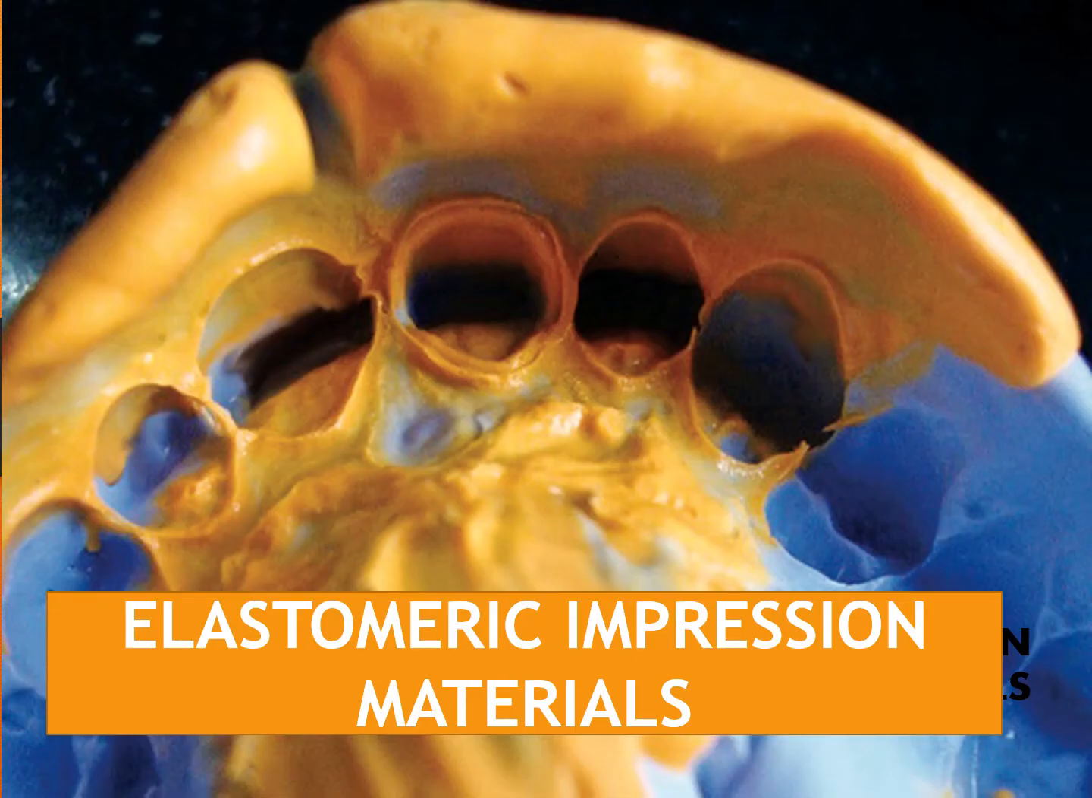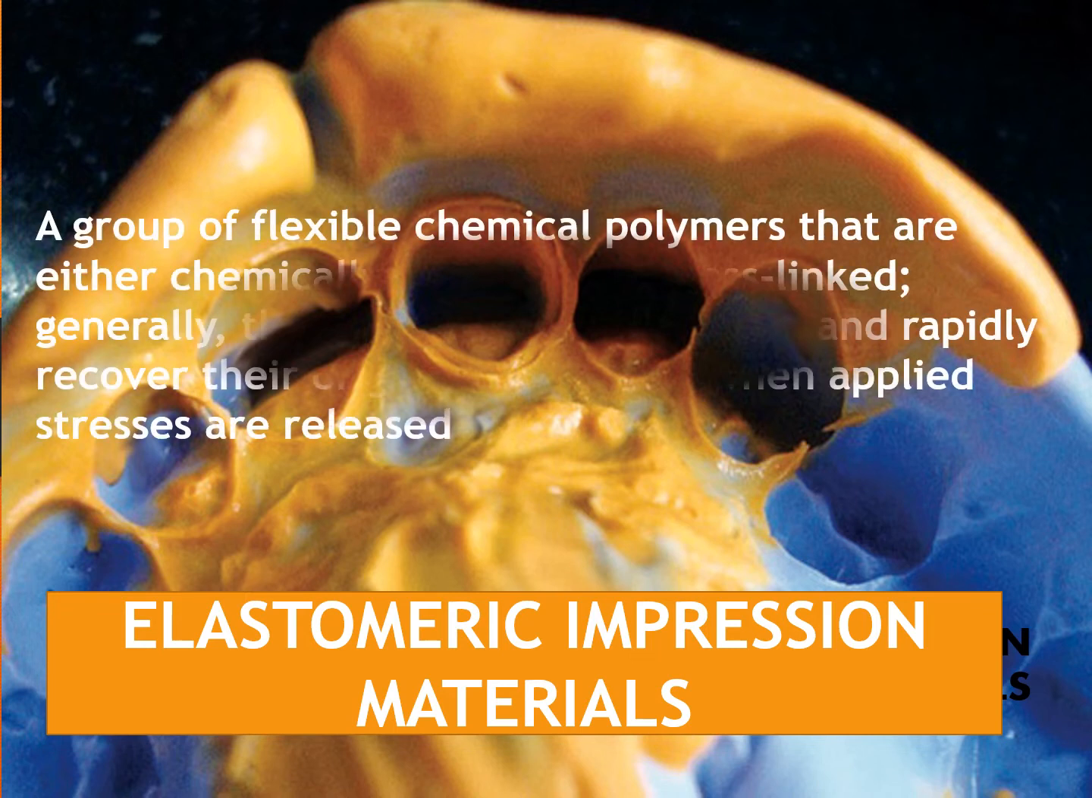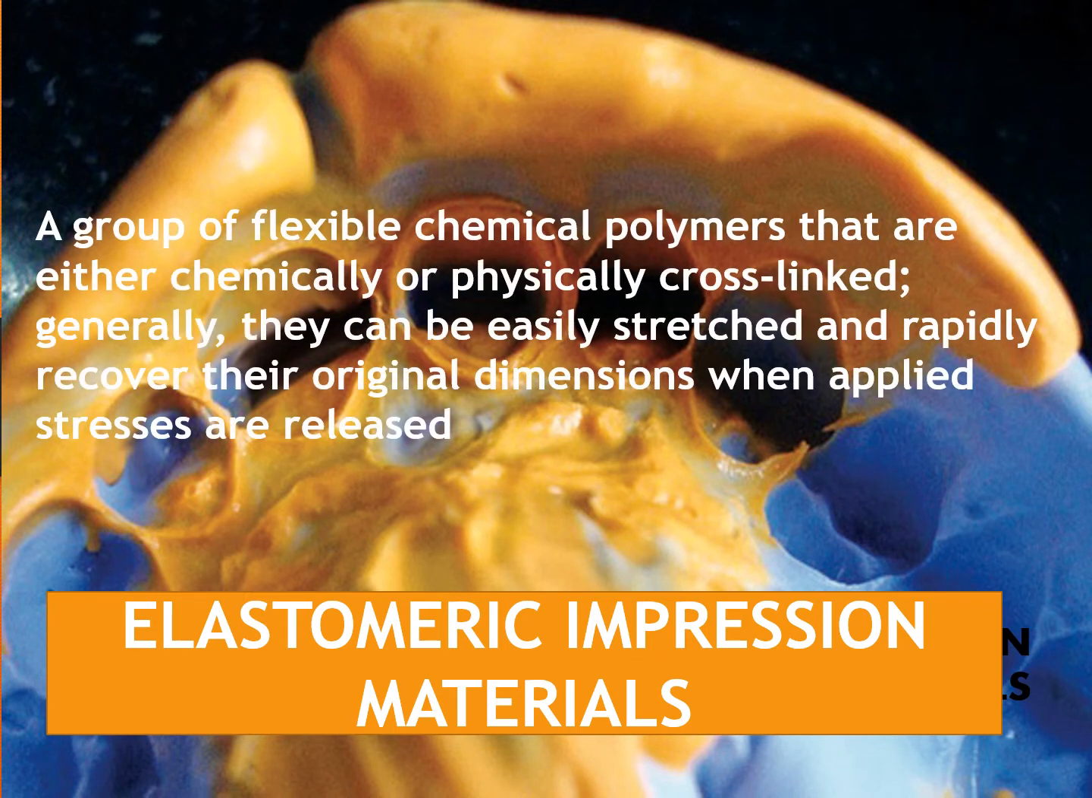Next, coming to the elastomeric impression material. So the GPT-9 defines it as a group of flexible chemical polymers that are either chemically or physically cross-linked. Generally, they can be easily stretched and rapidly recover their original dimension when applied stresses are released. So this includes the polyether, polysulfide, addition silicon as well as condensation silicons.